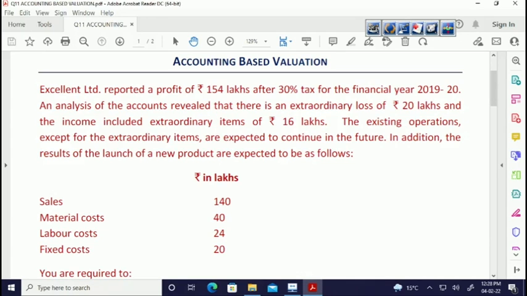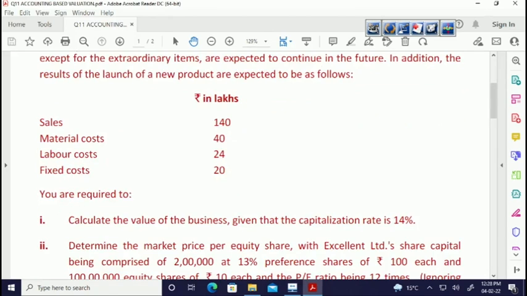And in the PBT, we add 4 lakhs. 20 minus 16, 4 lakhs. Added back. So we add 4 lakhs, 224 lakhs is the sustainable PBT. 224 lakhs. That is from existing operations. Now, a new product is being launched and sales minus material cost minus labor cost minus fixed cost. Let's do that. So that's coming to what? I think that's coming to 56. 56 is the profit from the new product.